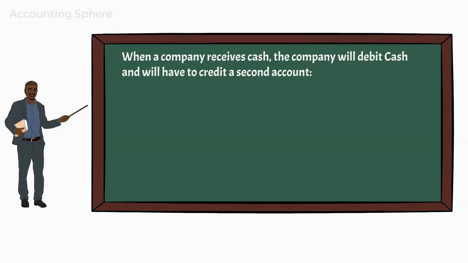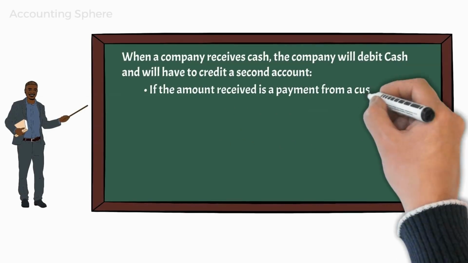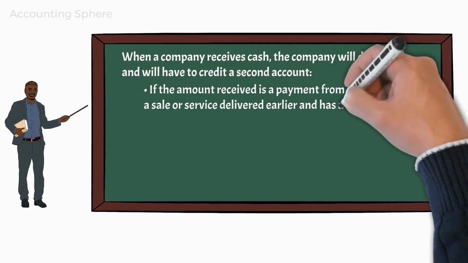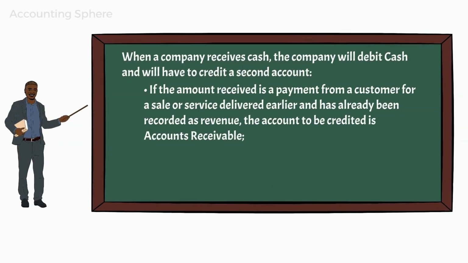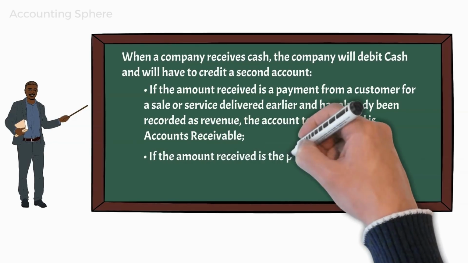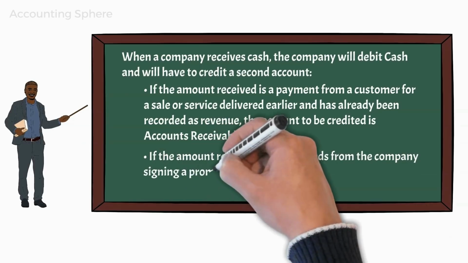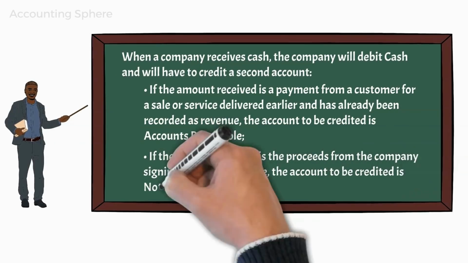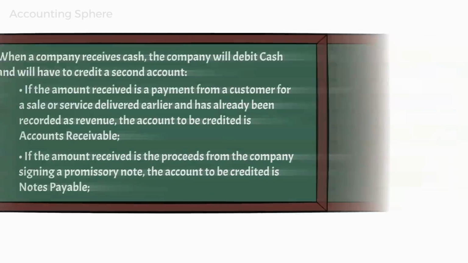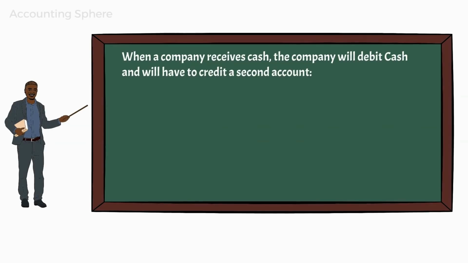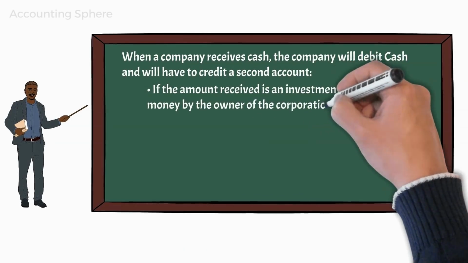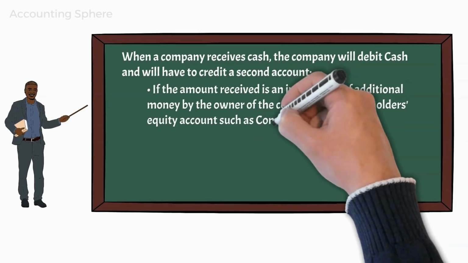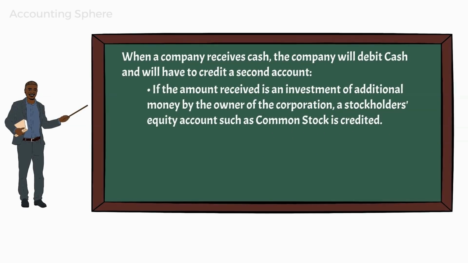If the amount received is a payment from a customer for a sale or service delivered earlier, and has already been recorded as revenue, the account to be credited is accounts receivable. If the amount received is the proceeds from the company signing a promissory note, the account to be credited is notes payable. If the amount received is an investment of additional money by the owner of the corporation, a stockholders' equity account such as common stock is credited.